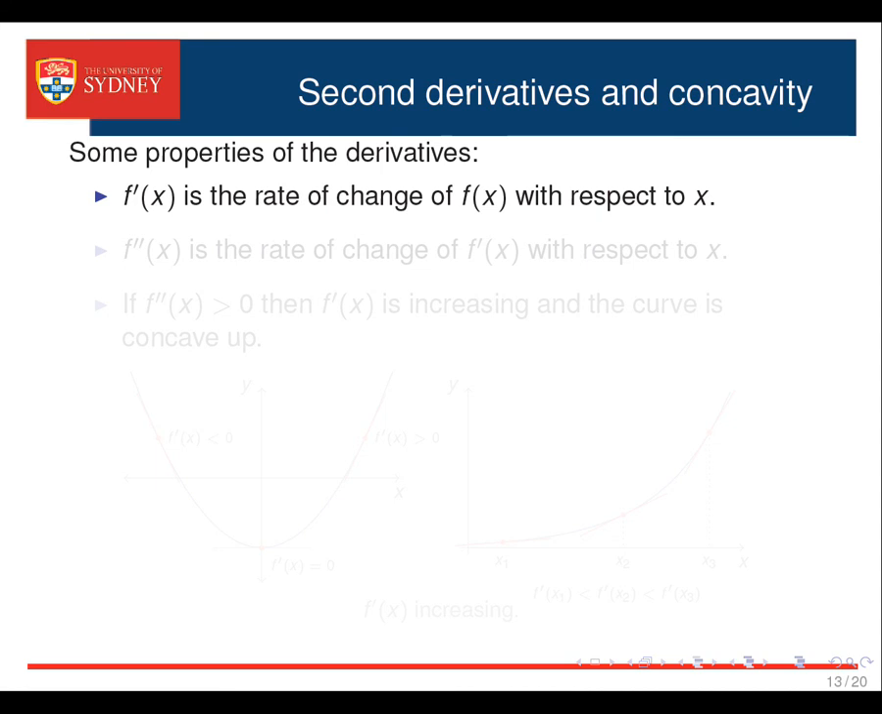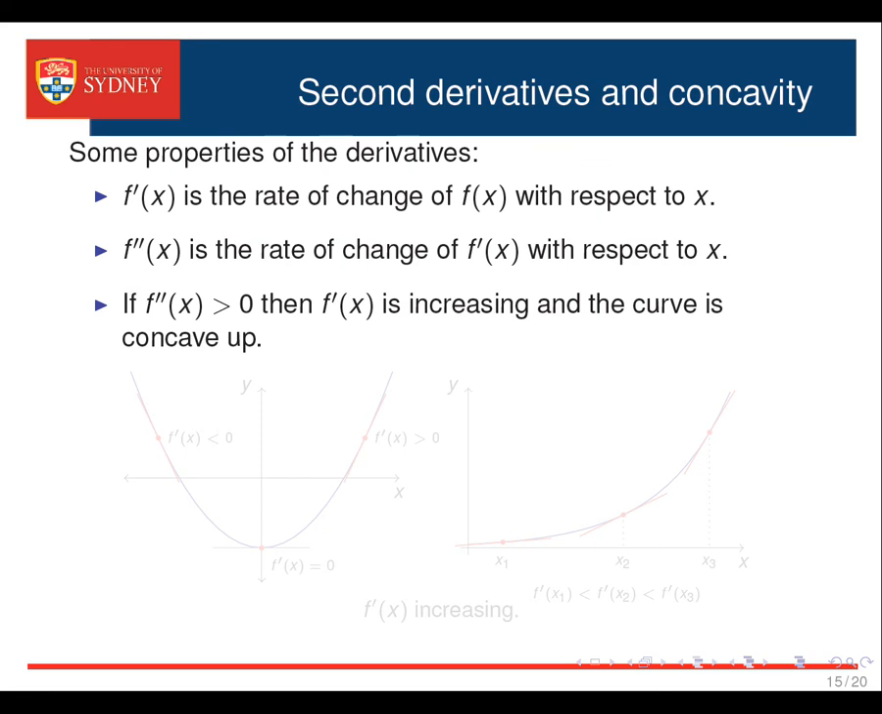Here are some properties of derivative you should remember. The first derivative is the rate of change of the original function with respect to x. The second derivative is the rate of change of the first derivative with respect to x. If the second derivative is greater than 0, then the first derivative is increasing and the curve is concave up.